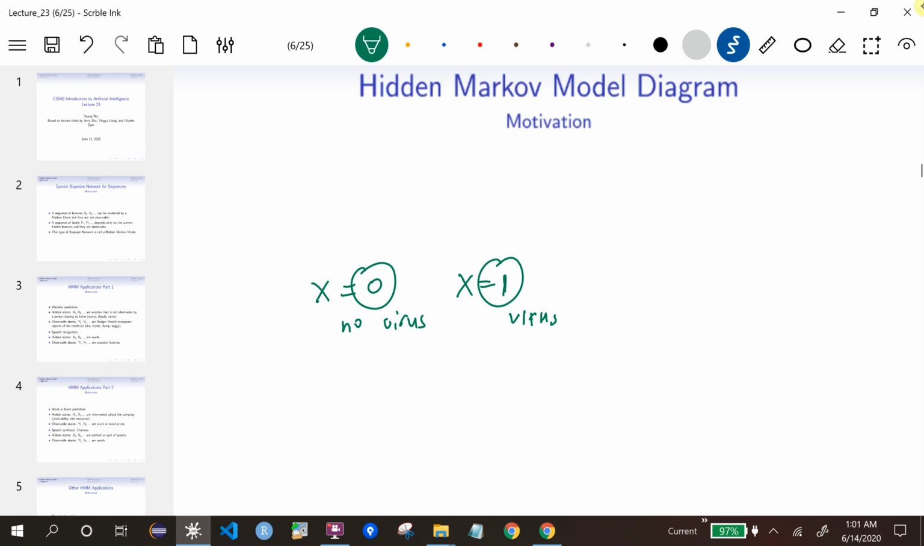So what can happen is, at the start, so maybe 1 month ago, I can start with coronavirus or no coronavirus, with certain probabilities, let's say pi 0 and pi 1. So these are called initial probabilities. And then on any given day, suppose I start with no virus, hopefully, and I can transition to no virus again the next day.